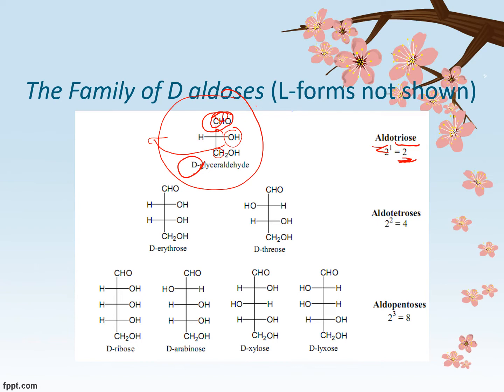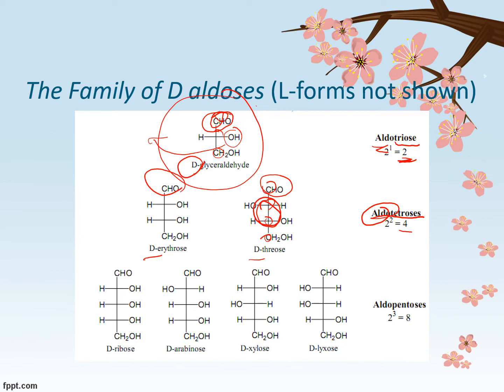The second one is aldotetrose, which has 4 carbon: 1, 2, 3, 4. And it's an aldose, an aldehyde type of saccharide. So it has 2 chiral carbon, so 2 to the power of 2 is 4. A total of 4 possible stereoisomers, in which half of it, 2, is the D type here, and the other 2 is the L type.